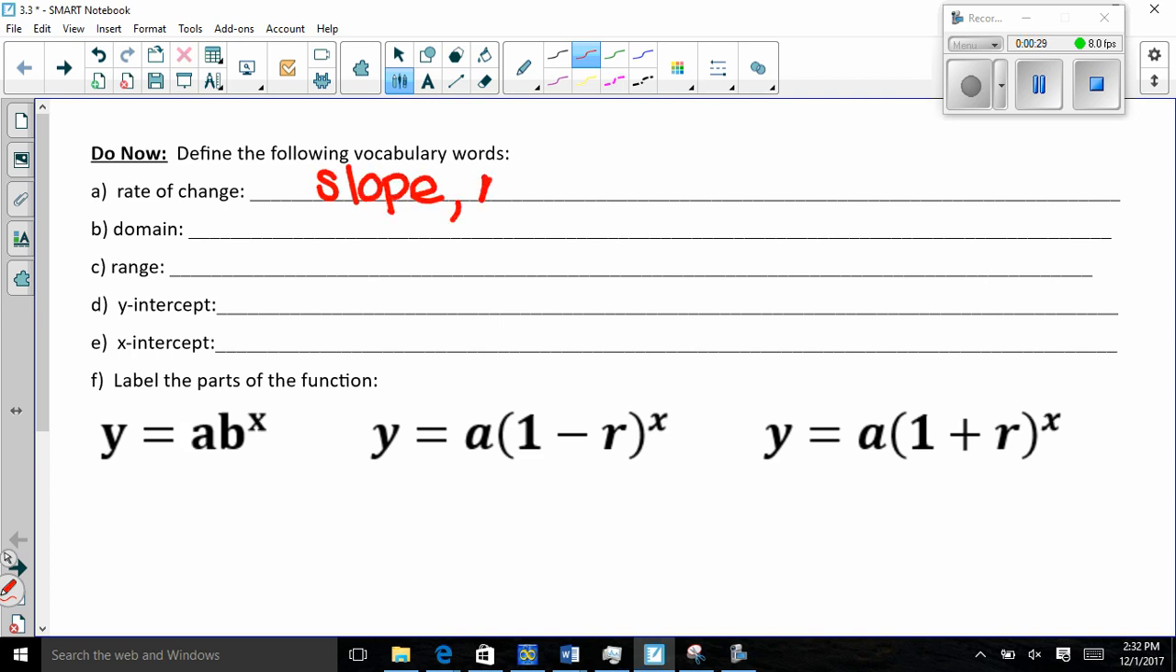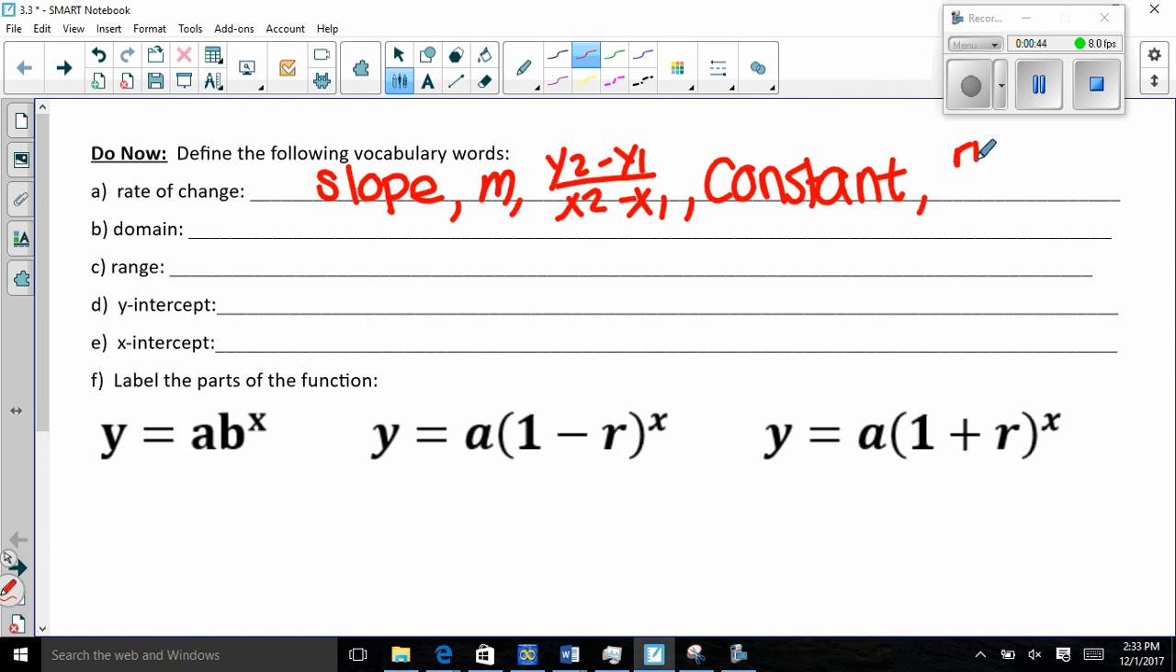Remember our m, our y2 minus y1 over x2 minus x1. Also, it's our constant, what's being added or subtracted over and over again. And we also know it's our rise over run. And so that's the rate of change to remember.